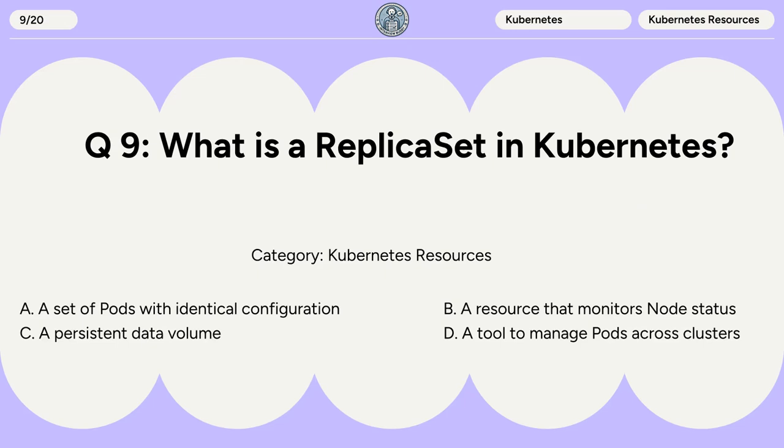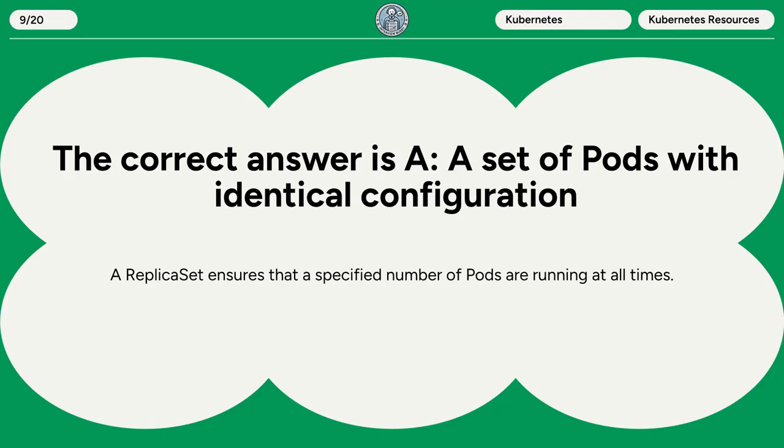Question 9. What is a replica set in Kubernetes? A. A set of pods with identical configuration. B. A resource that monitors node status. C. A persistent data volume. D. A tool to manage pods across clusters. The correct answer is A. A set of pods with identical configuration. A replica set ensures that a specified number of pods are running at all times.